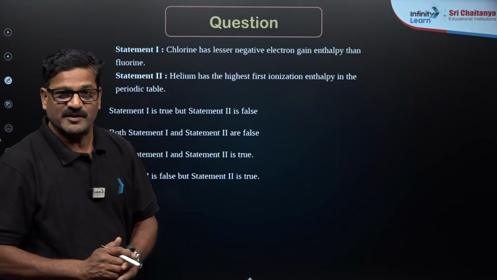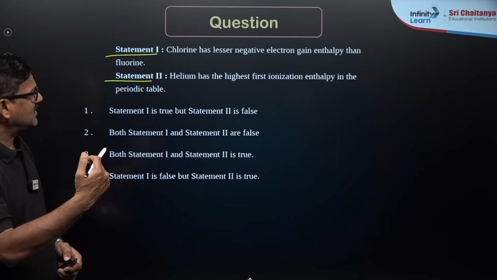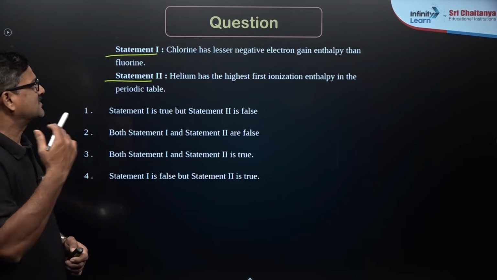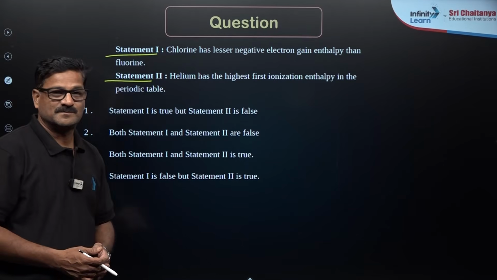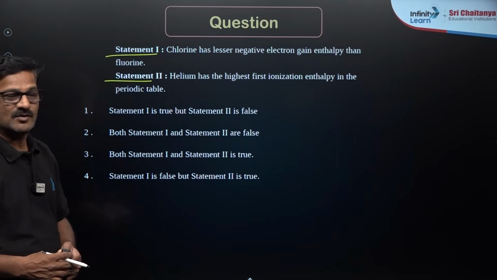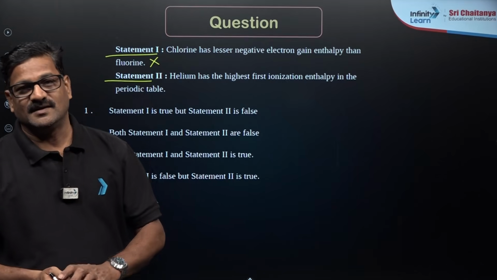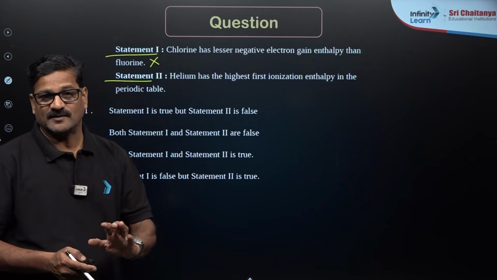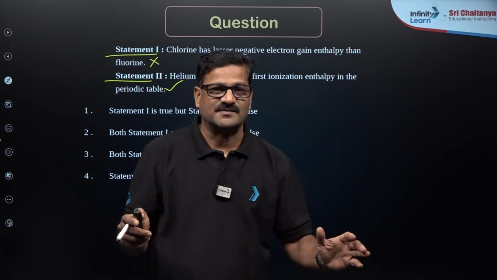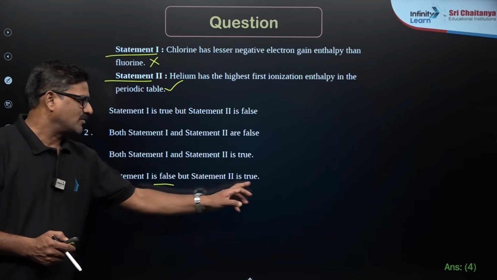Again, this is a question from statement 1 and statement 2. Statement 1 says chlorine has a lesser negative electron gain enthalpy than the fluorine, and helium has the highest first ionization enthalpy in the periodic table. Chlorine has a lesser negative electron gain enthalpy than fluorine. Wrong. Negative electron gain enthalpy, chlorine is higher than the fluorine. So it is wrong, and helium has the first ionization enthalpy highest for the entire periodic table. True. Option 4 is the correct. Statement 1 is false, statement 2 is true.